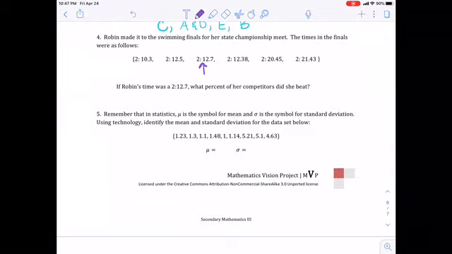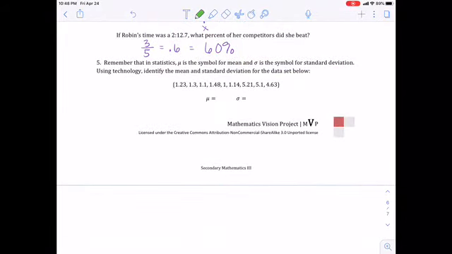Remember that in order to beat her competitor, that means that her swim time had to be less than theirs, which means that Robin swam faster than these 3 people. So she swam faster than 3 out of 5 of her competitors. 5 competitors because I don't want to count Robin. Well, 3 over 5, if I type that into a calculator, it will equal 0.6, or in other words, 60%. So Robin swam faster than 60% of her competitors.